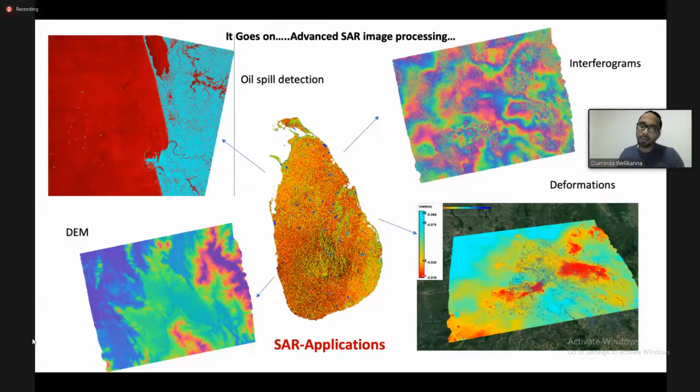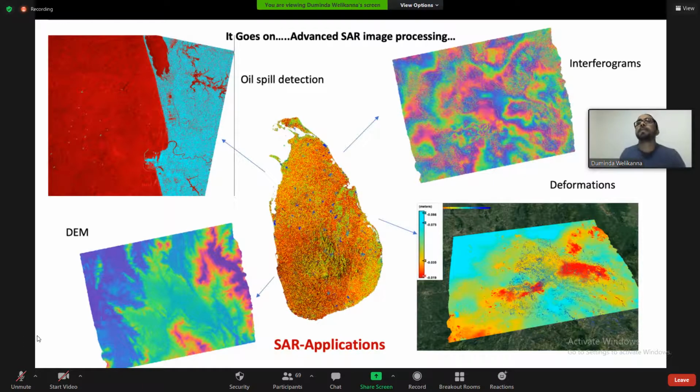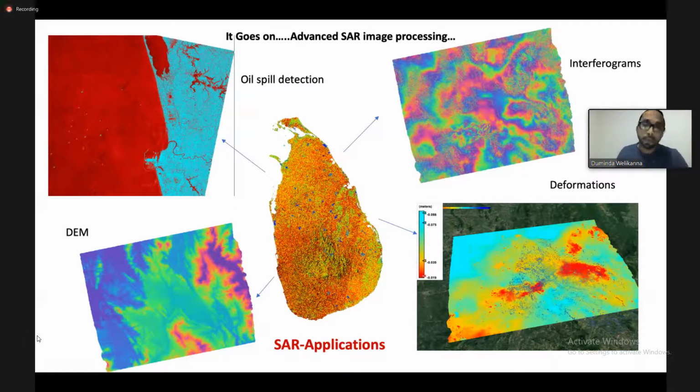For instance, differential InSAR, interferometric SAR, digital elevation model generation, subpixel classification methods, atmospheric modeling on satellite images. Likewise, it is very diverse.